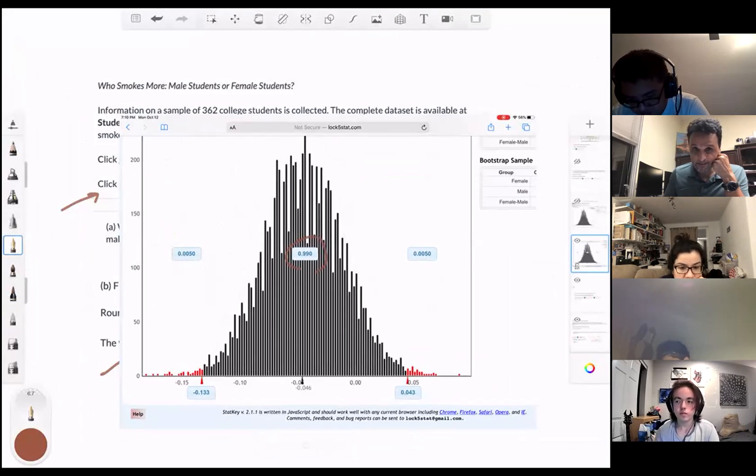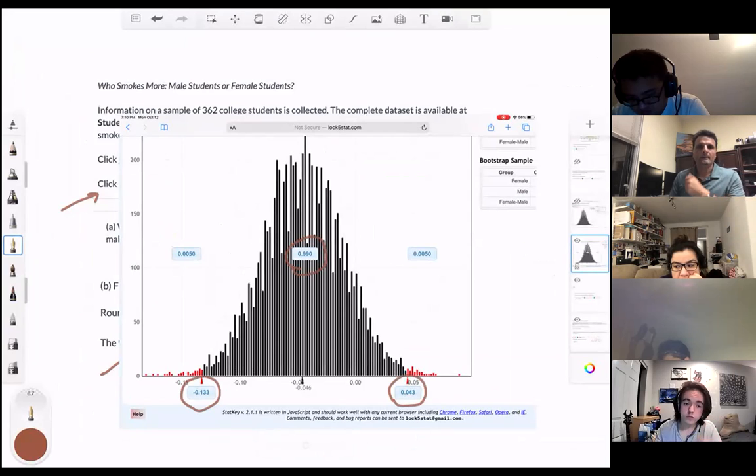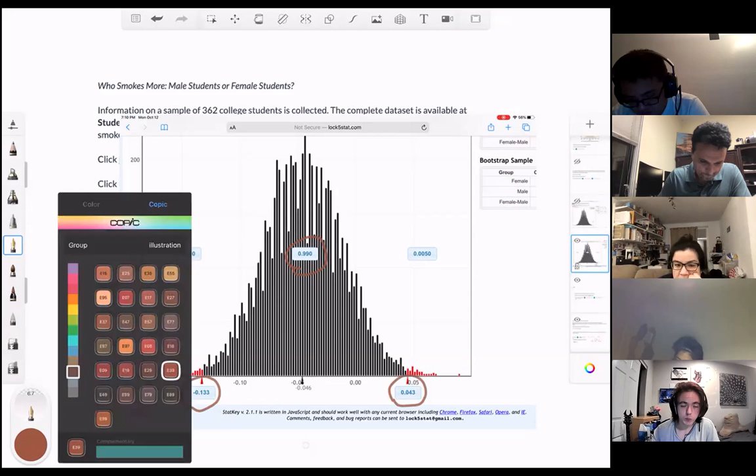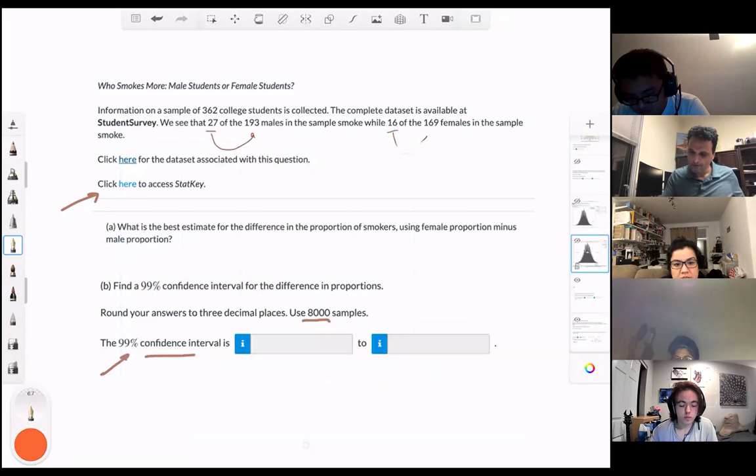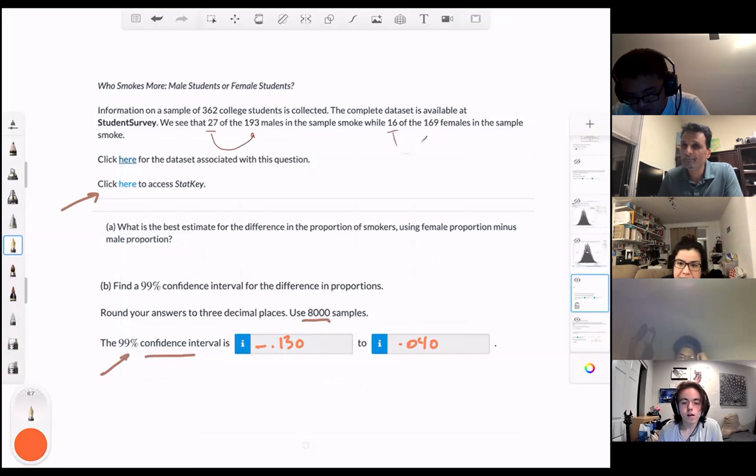So we have 99%, correct? From this interval to that interval. So this will be the answer. The final answer will be from negative 0.130 to 0.040. Good. Pretty fast and simple if we just apply the StatKey website.